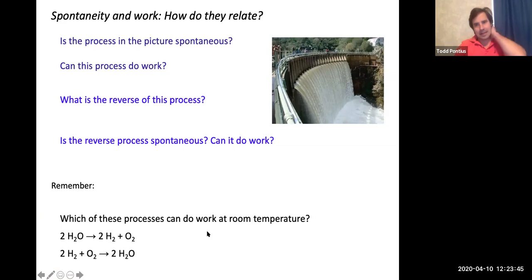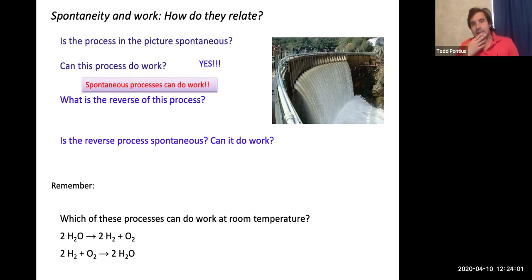And this is the last slide we did. We were talking about the concept of spontaneity and work. The idea behind spontaneity is, will it happen? And with the dam, we said, it will happen. The water will flow over. It'll go from a higher basin to a lower basin. So this process can do work.